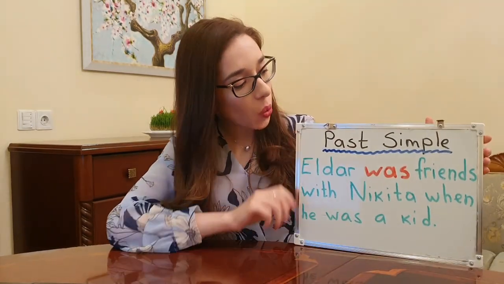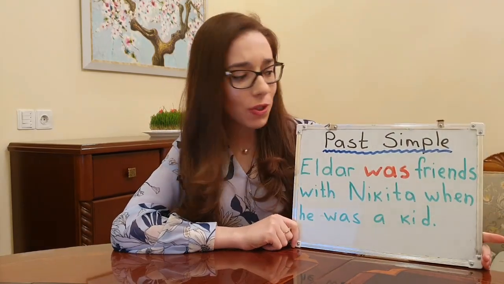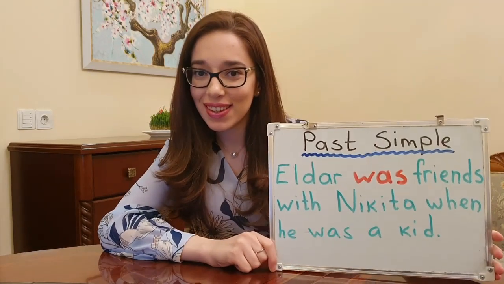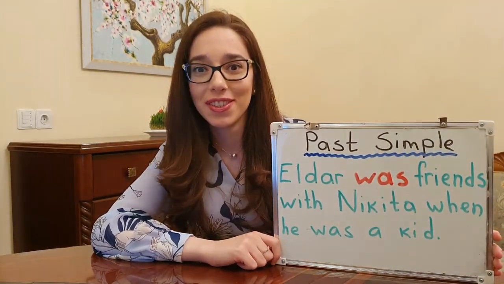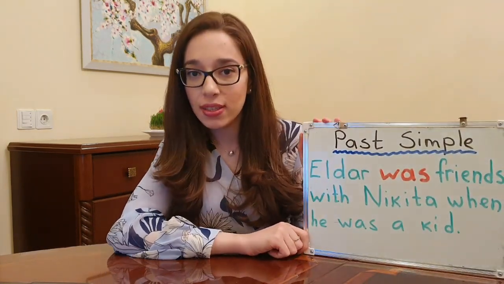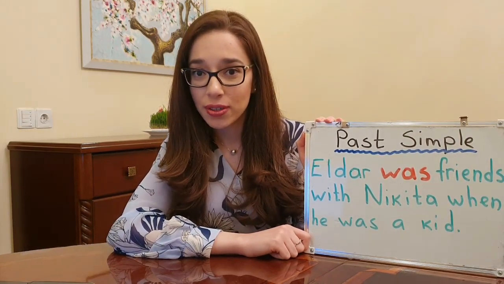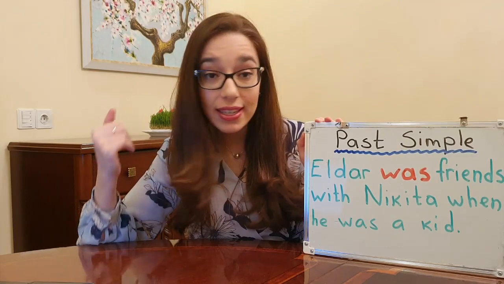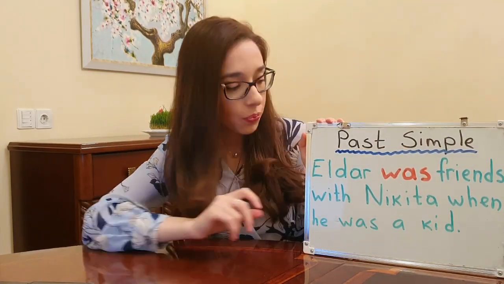I still have some more examples for you guys. So Eldar was friends with Nikita when he was a kid. So you might say this sentence in 10 years or 20 years, in 2030 or 2040 even. So this will mean that Eldar and Nikita are not friends anymore. They were friends when they were kids, when they were children, but now they're not friends.